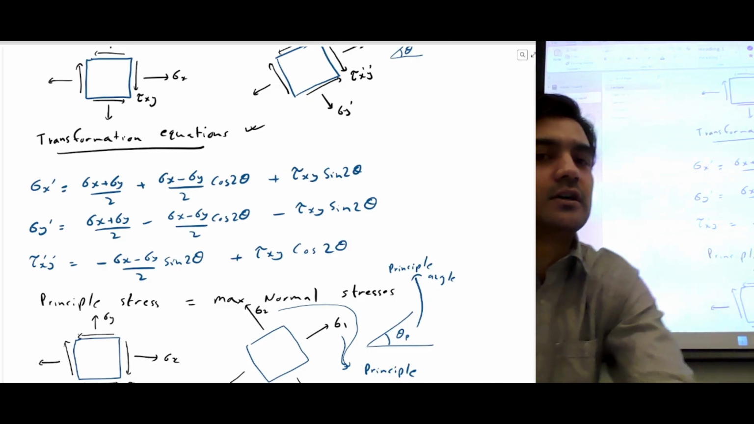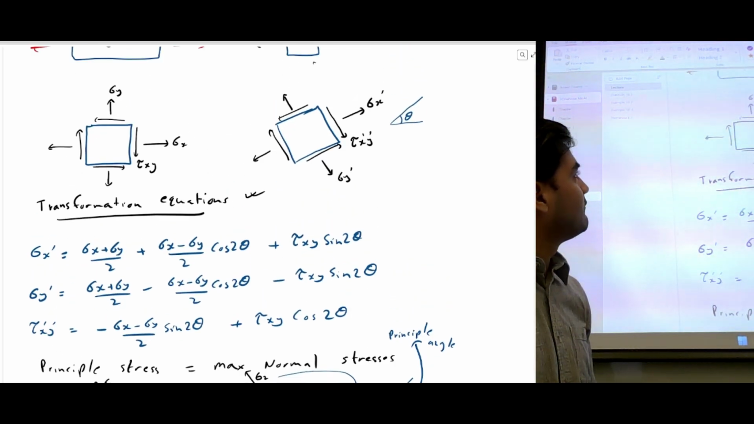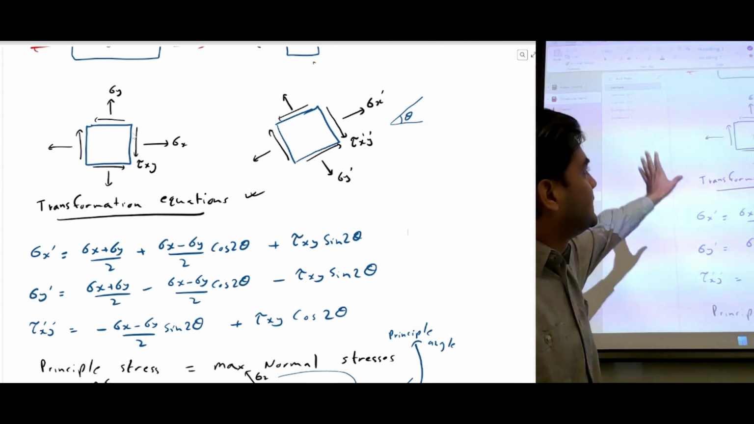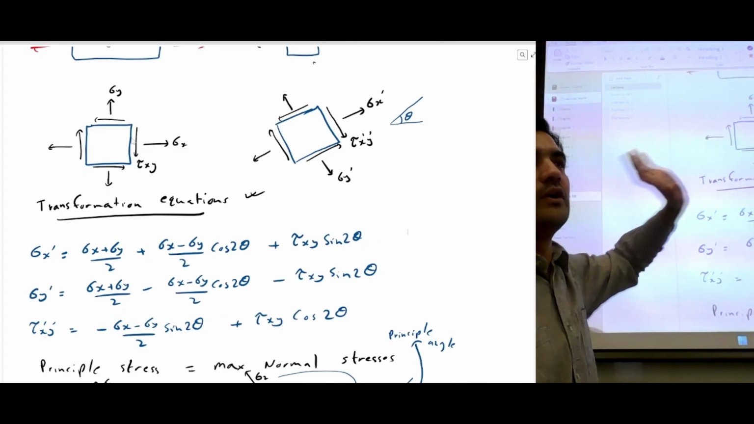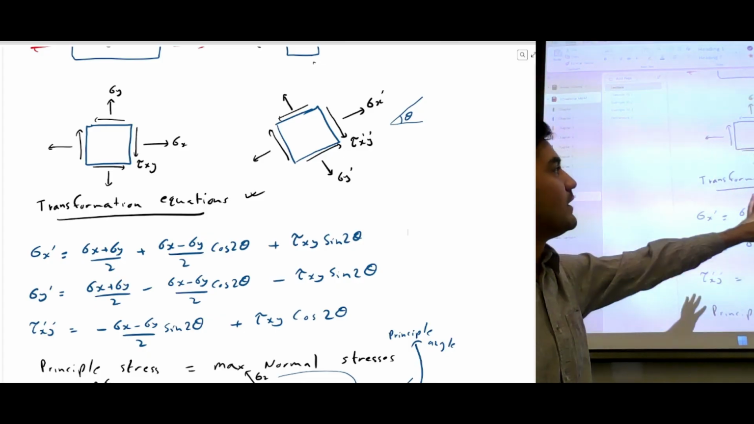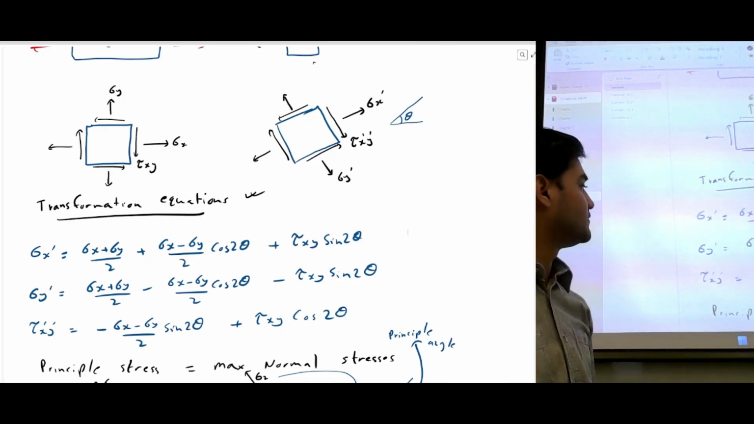So just a quick review. We have transformation equations, right? So whenever we have a stress element, we can use them. So this is a stress element which is not rotated. It's like a normal stress element. So if we want to calculate those new stresses, transformed stresses at a particular angle, we can use these transformation equations to calculate the updated stresses, right?